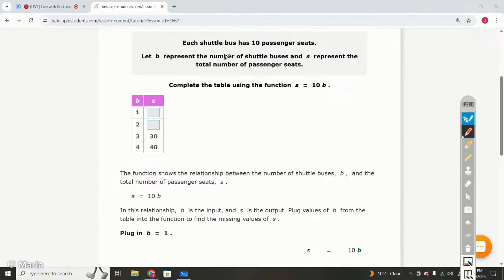So S equals 10 times B. We need to find the value of S when B equals 1. So S is equal to 10 times 1. 10 times 1 is 10. Then replace the B with 2. So 10 times 2, that is 20. So the missing values are 10 and 20.